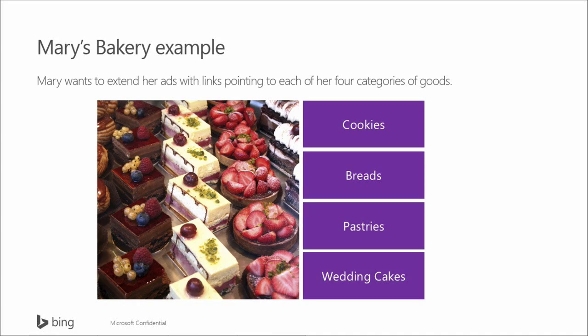So let's go back to the example of Mary. Let's say that she is going to run an ad on the keyword of Boston bakeries. So people that are just looking for bakeries in Boston, they're not specifying what product it is that she might sell that they're looking for, but she wants to enable site link extensions below her ad to show all of the products that she carries. So one site link each for the different categories of goods. So cookies, breads, pastries, and wedding cakes.